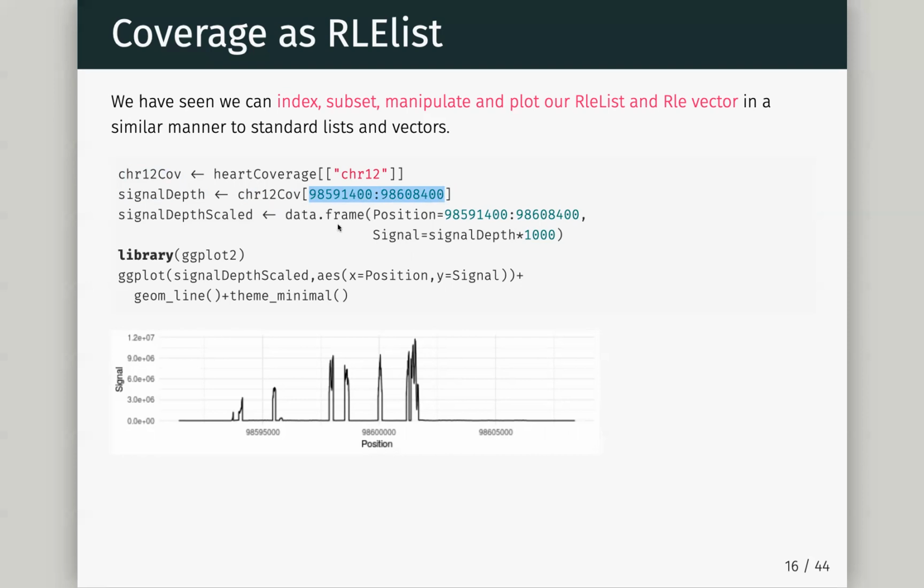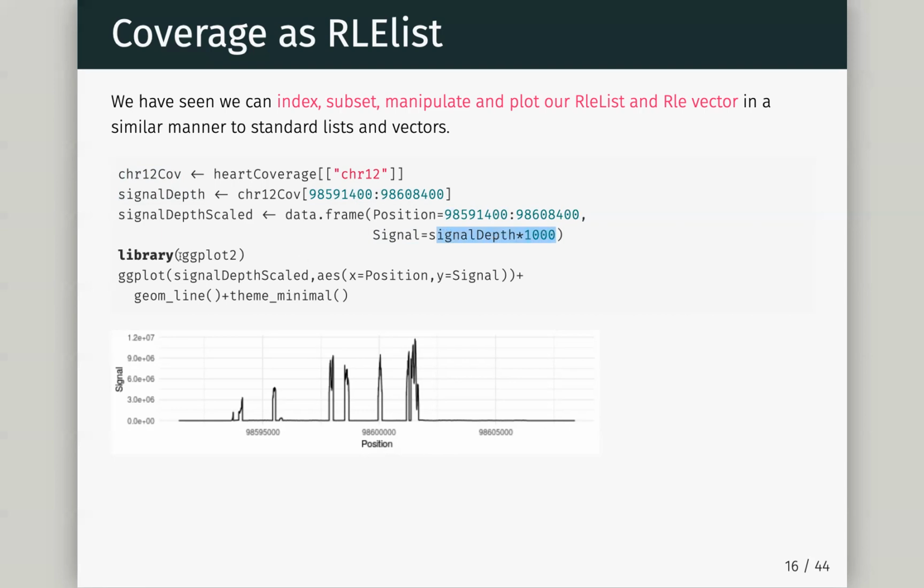And then if I want to do some plots with this, we're going to show you how you can do this using ggvis later on. But we don't need ggvis to do this. We can just make our data frame, give it the same region we've extracted signal from as the position column, and then give the actual signal, the result from extracting this region from our RLE. I'm going to multiply that by 1,000 so it's not so small. And then we pass this.